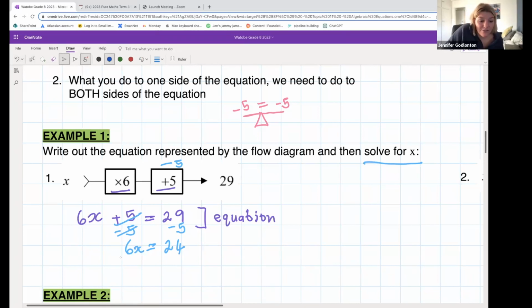So we are going to divide this side by 6, and we are going to divide that side by 6. So 6 divided by 6 is 1. So now we get x to be all alone. We're going to use this sign over here, which means therefore. And then we have 24 divided by 6, which is going to give us 4.